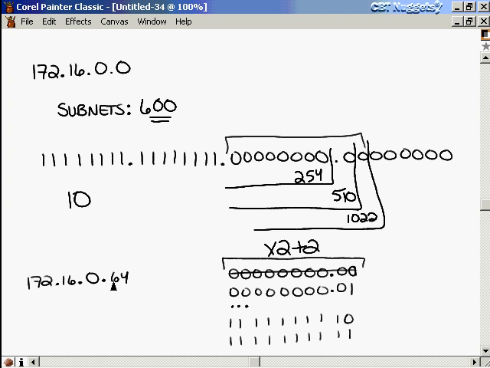In other words, this is the first available network that we can use. And it's going to proceed all the way up until you have, well, not all ones because that's not usable, but right before you have all ones, which is this representation here. Now let me write that out. That's 172.16.255.128. This is the last available network that you can use.